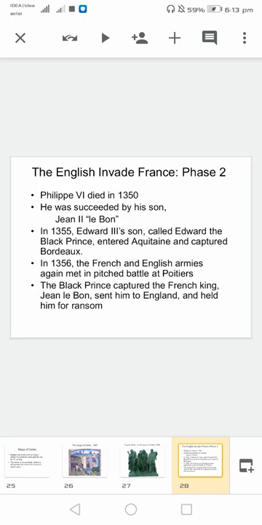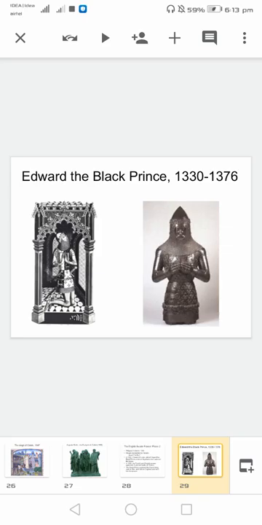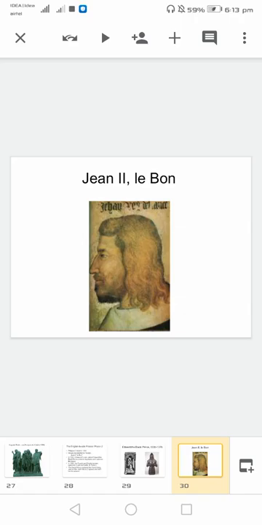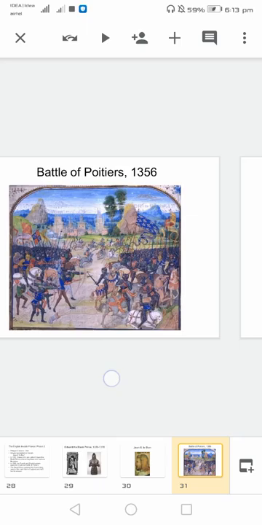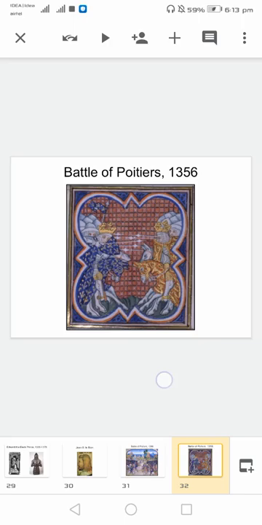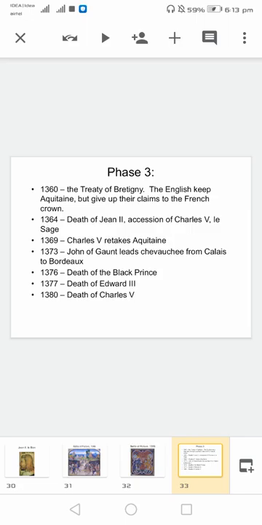Edward is also called the Black Prince. So, the time period is given. All the kings were important at that time. Another battle is there. Paintings express the thought, talking about this third phase and all the major events of it.